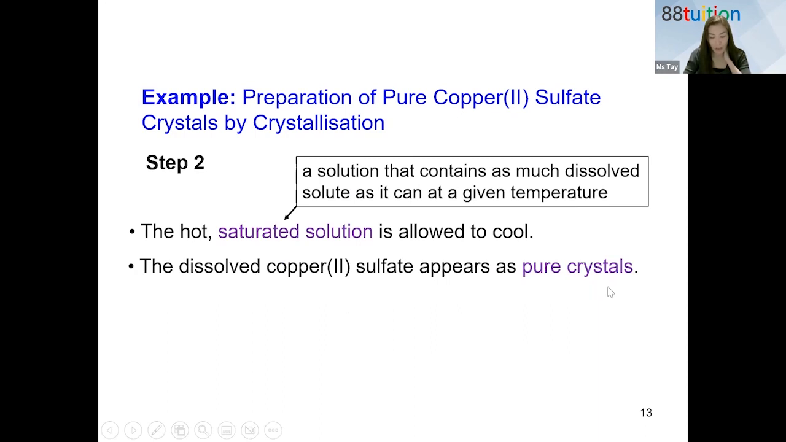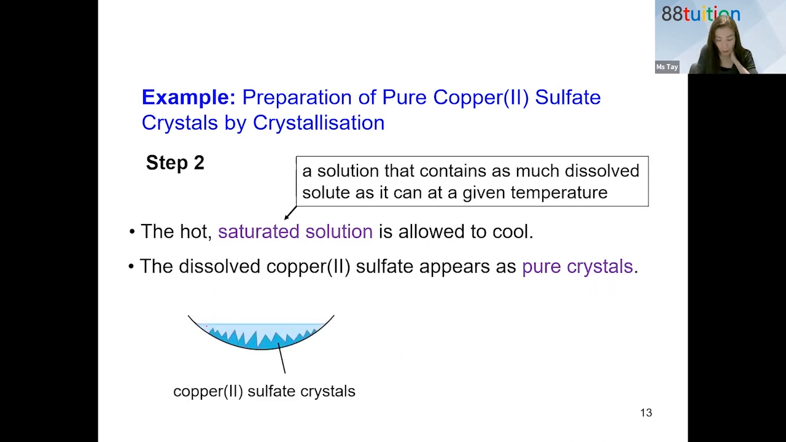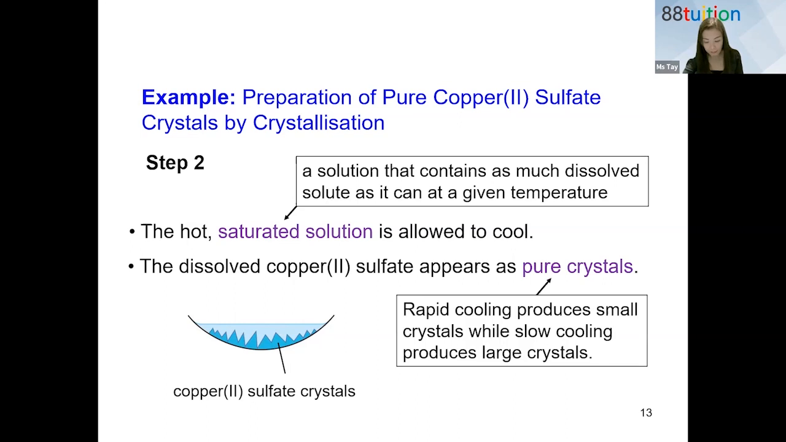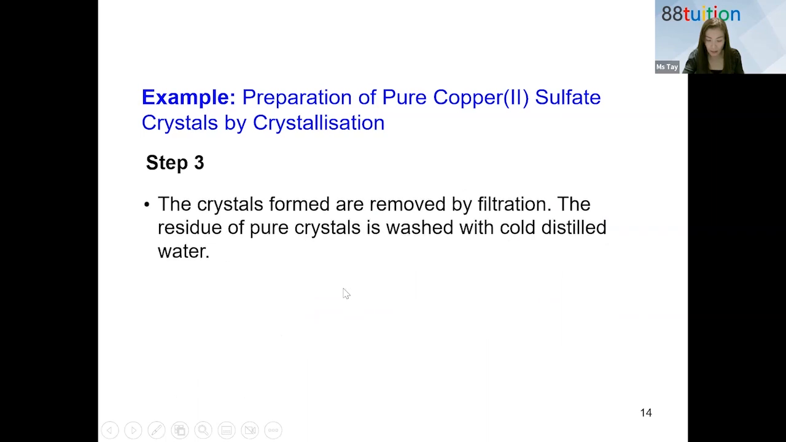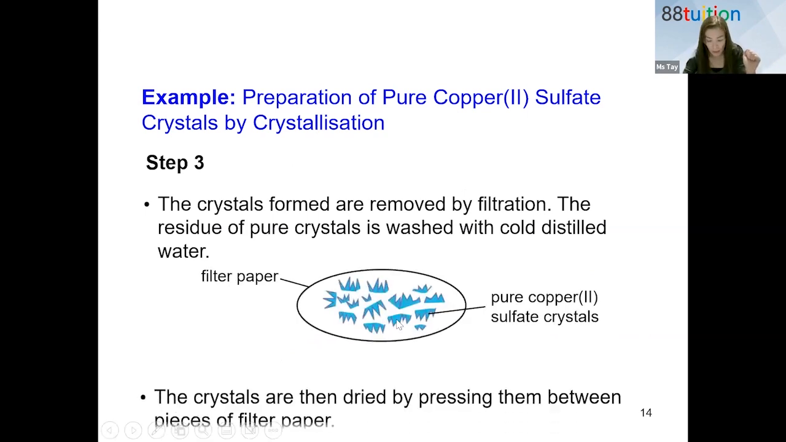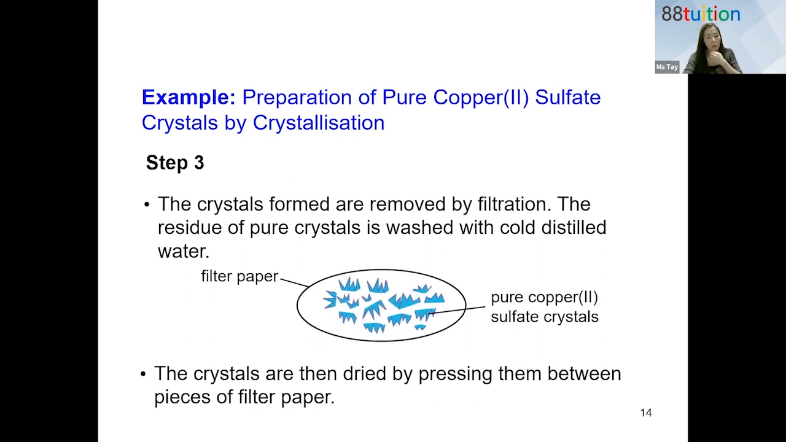In this case, we are trying to get our copper sulfate crystal. So it's going to look like this. It's going to form at the bottom, or at the base of this evaporating dish. And then after that, we are going to filter it out. And after that, wash with a little bit of cold distilled water to ensure any impurity is washed away. The last step is to press between pieces of filter paper. That is your pure crystals.